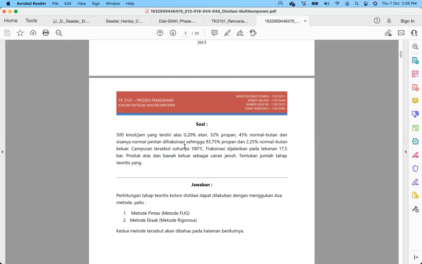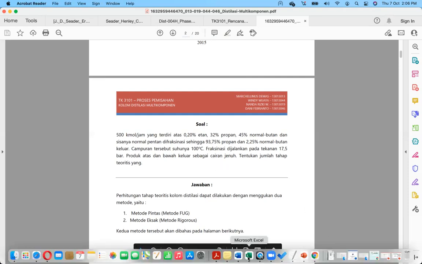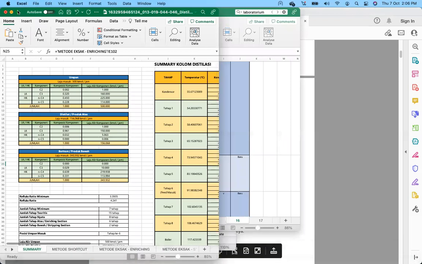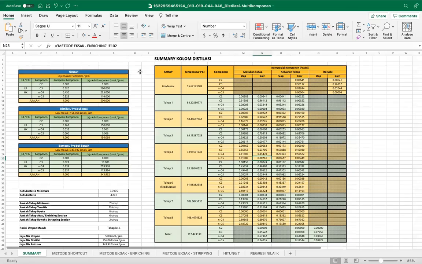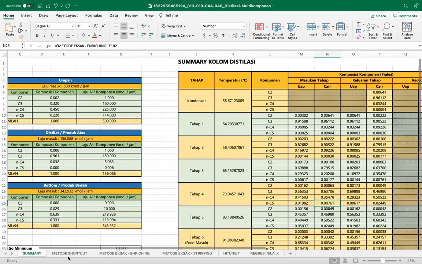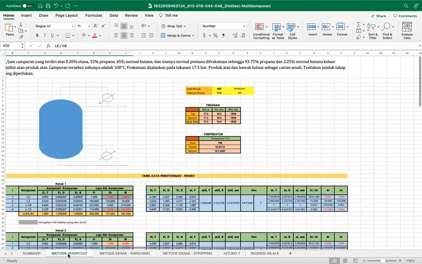And also we know the feed temperature, 100 degrees Celsius. And we also know the pressure. We also know the phase of the top product and also the bottom product: saturated liquid. So based on that, let's open the shortcut method here.